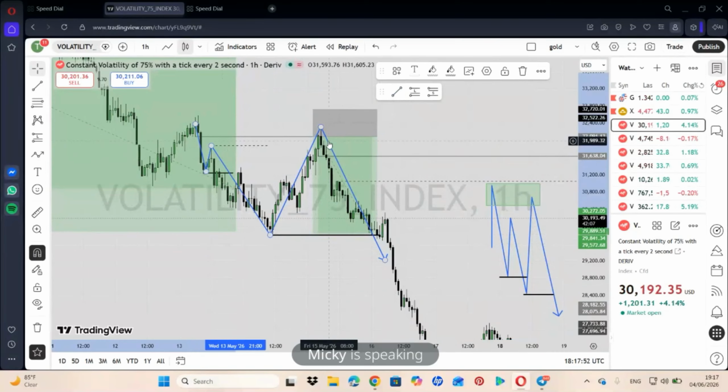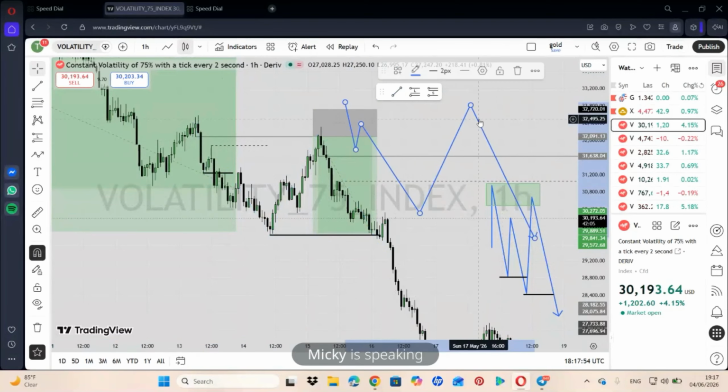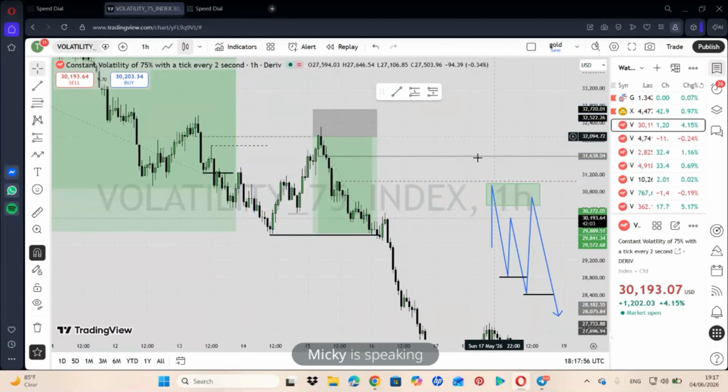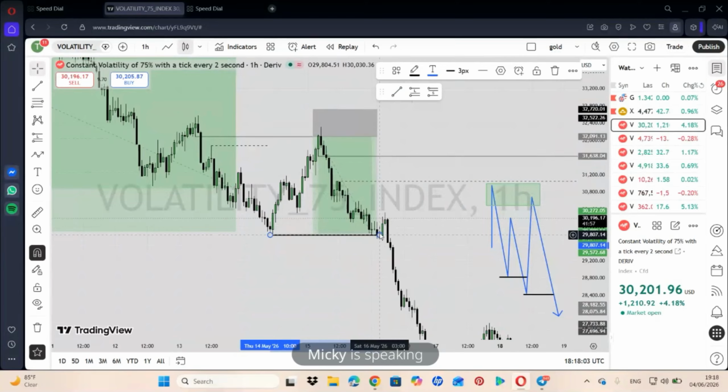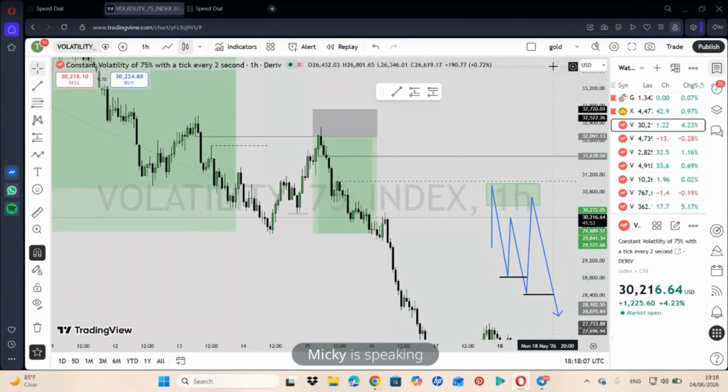But then when price gets to your POI, we don't just start selling. You understand? We don't just start selling. We wait for what we call confirmation. Now, confirmation entries can come in different ways. You can use an engulfing candle for your confirmation entry. Basically, an engulfing candle is a candle that engulfs after price got there.